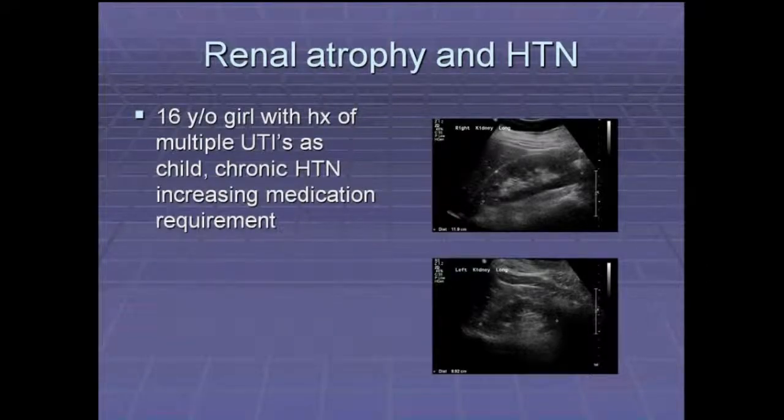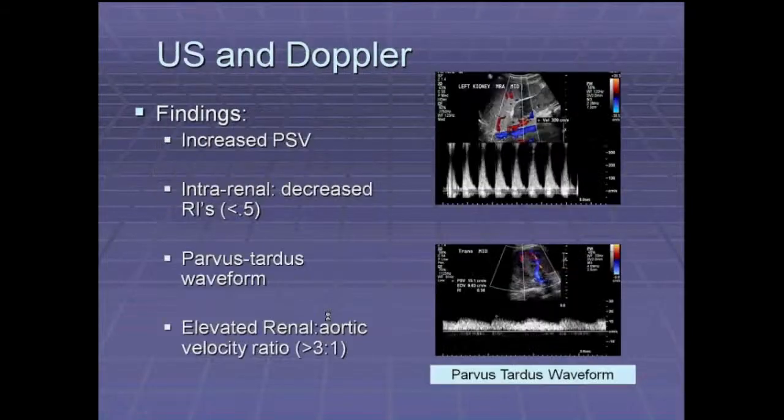In this case, we see a child with hypertension. The right kidney measures 11.9 centimeters. The left kidney measures 8.8. So there's significant scarring and atrophy of the left kidney. She's had a history of multiple urinary tract infections, reflux, and renal scarring. That's probably the explanation for the hypertension as opposed to renal vascular hypertension, right?